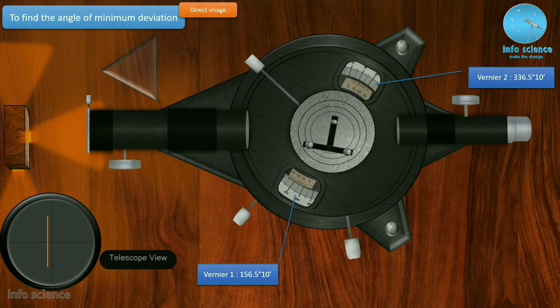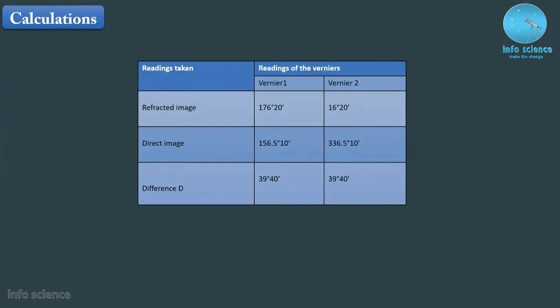So our experiment procedure is over. We have found out the refracted image and also the direct image. So now we can move to the calculation part of this experiment. Now this is the calculation column which we are following to find the angle of minimum deviation. Refracted image vernier 1 reading equals 176 degree 20 minutes and vernier 2 equals 60 degree 20 minutes, and direct image vernier 1 reading equals 156.5 degree 10 minutes and vernier 2 reading 336.5 degree 10 minutes.